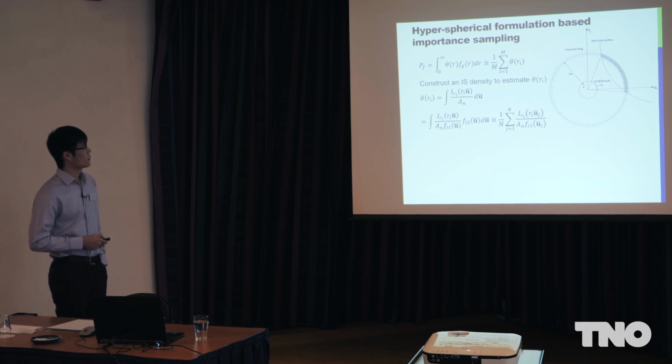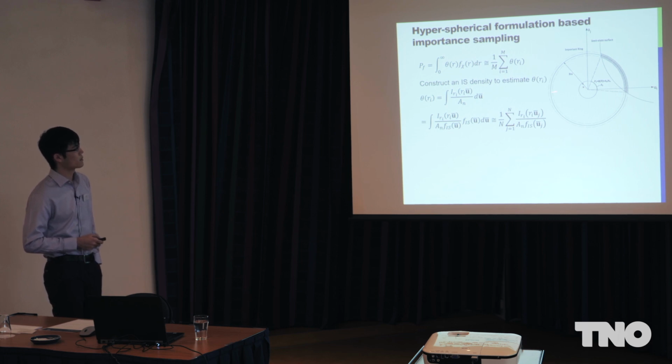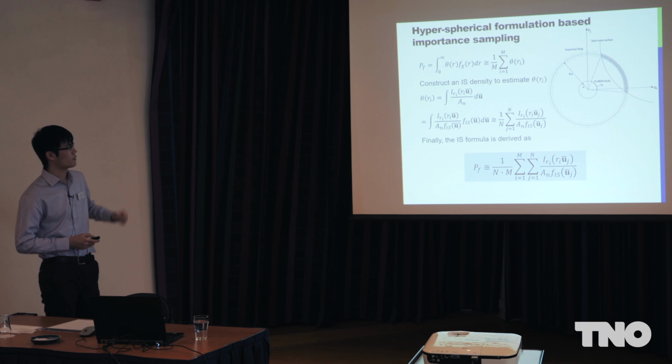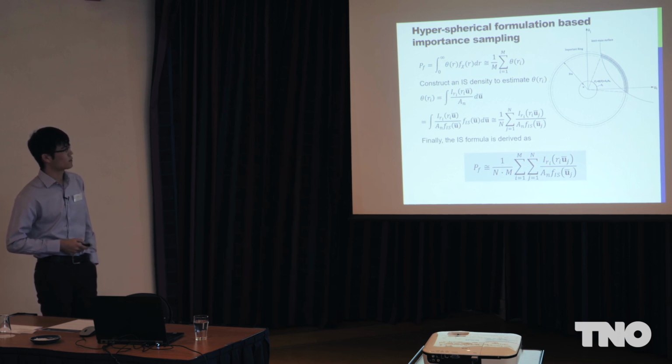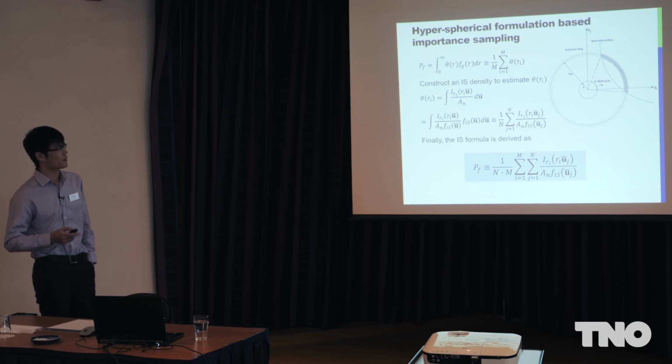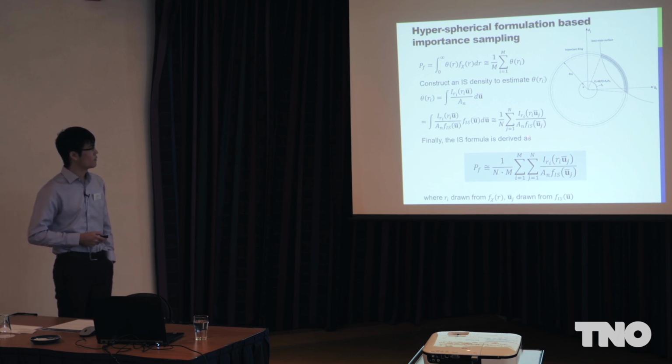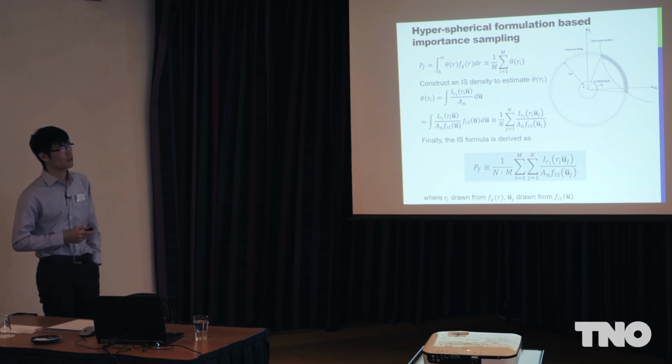So we can introduce an importance sampling density here. So we have this importance sampling formulation to estimate this failure ratio. And if we plug this into this formulation, we finally have the importance sampling formula for the hyperspherical importance sampling method. And here we have 2 layers. The first layer is to draw a random distance from the chi distribution. The second layer is to estimate the failure ratio for the fixed sampling radius. So here you see this R_i is drawn from the chi distribution, and this random sample is drawn from the importance sampling density. And from this formulation, you can see that the importance sampling density is built on the unit hypersphere.